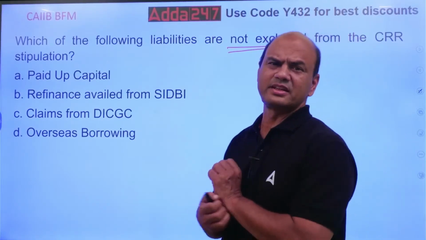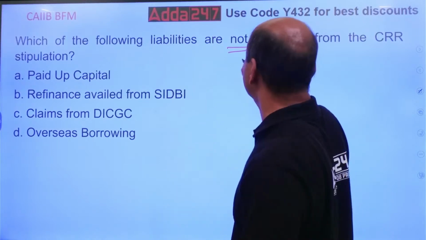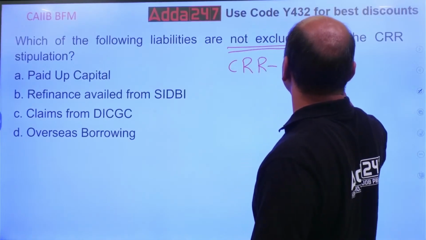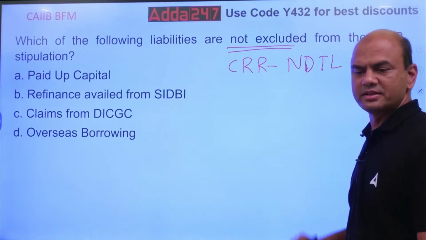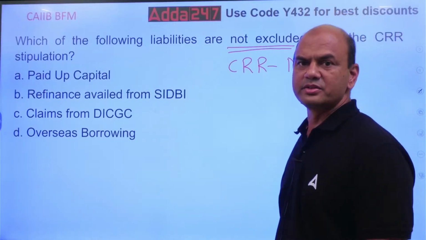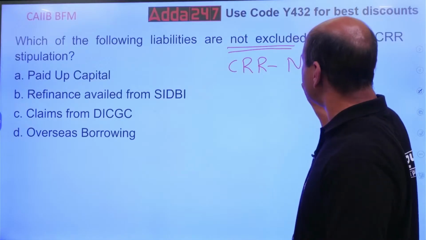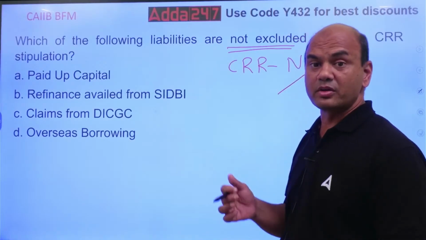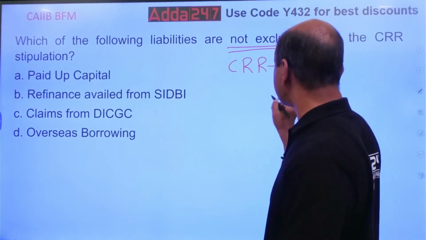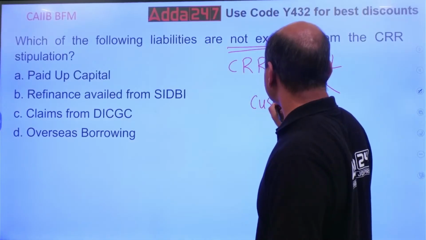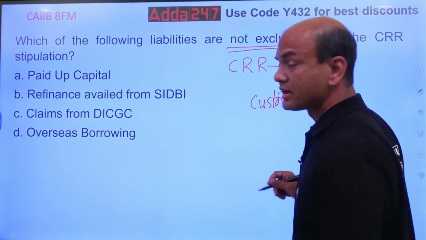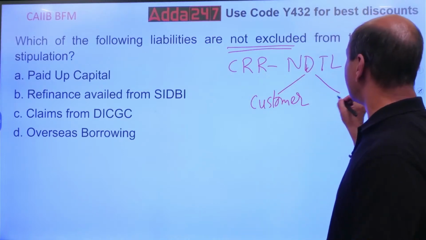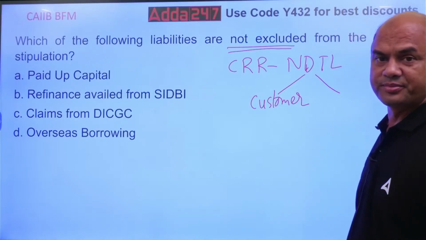What is CRR basically? How is CRR calculated? CRR is calculated on the basis of NDTL, net demand and term liabilities, right? Demand and term liabilities. So these liabilities are related mainly to the customer angle only. Liabilities from the customers or from other institutions, which are a part of your banking business. Understand this. Which are a part of your banking business. Other banks, loans, all these.